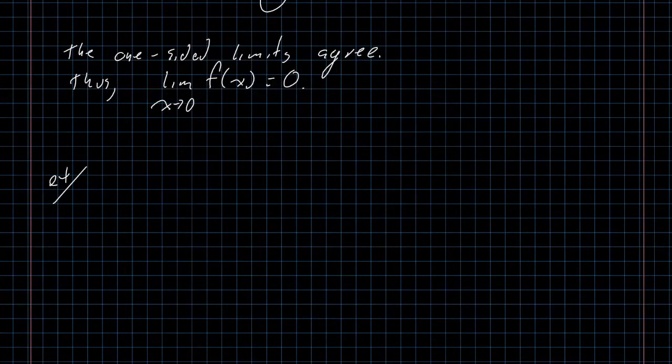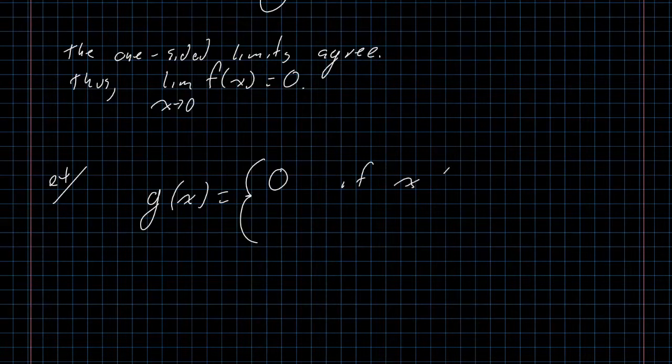As another example, let's take a look at the piecewise defined function g of x, which is defined so that g of x is equal to 0 if x is less than 5, and 1/2 of x minus 1 if x is greater than or equal to 5.